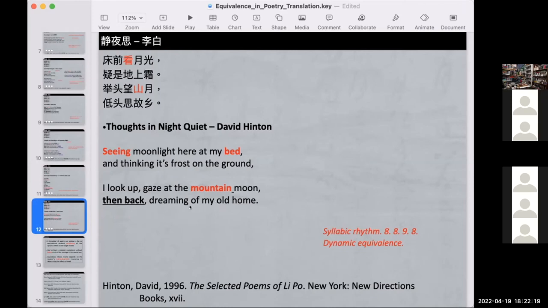There is not much to say about the rhythm of the poem, and he tried to stick to the meaning. So it's syllabic rhythm. The first line has 8 syllables, then 8, then 9, then 8. It's not accentual, it's syllabic, because you cannot detect real feet there. And it's dynamic equivalence, it's clear.